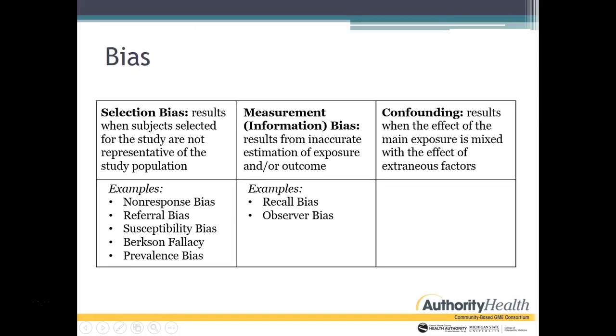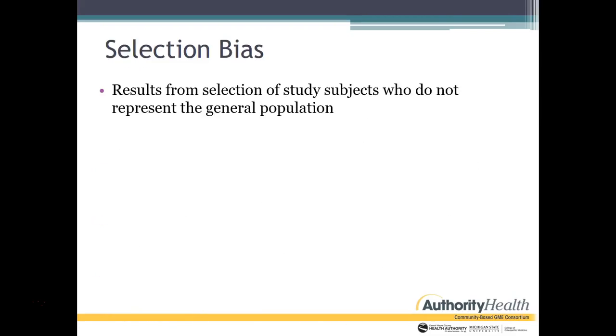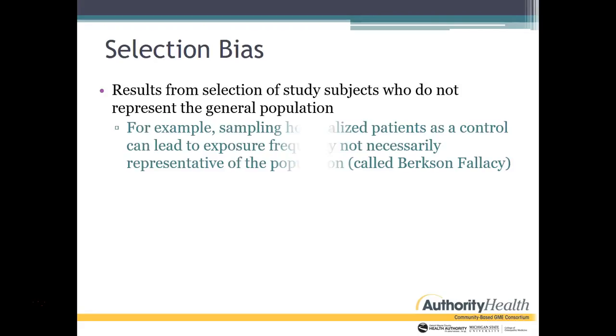All right, so let's start with selection bias. Selection bias results from selection of study subjects who do not represent the general population, like I just said. One example, sampling hospitalized patients as a control. It can lead to exposure frequency not necessarily representative of the general population. And this is called Berkson's fallacy, and I don't expect anyone to remember that term.